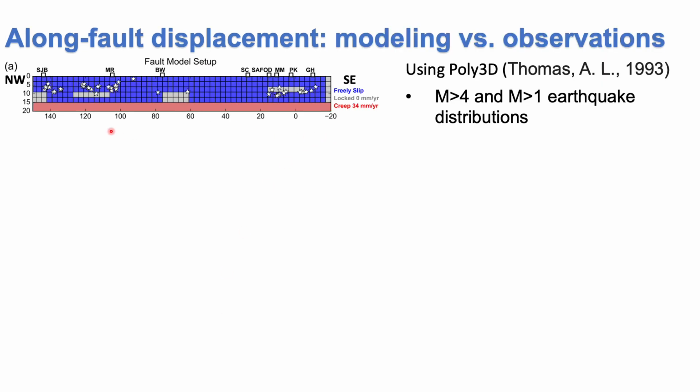To understand the deformation on the fault, we propose a mechanical model of a freely slipping shallow seismogenic layer with several locked patches and a 34 mm per year interseismic deep slip rate beneath the seismogenic layer. The locked patches are set based on the locations of magnitude larger than 4 and magnitude larger than 1 earthquakes.